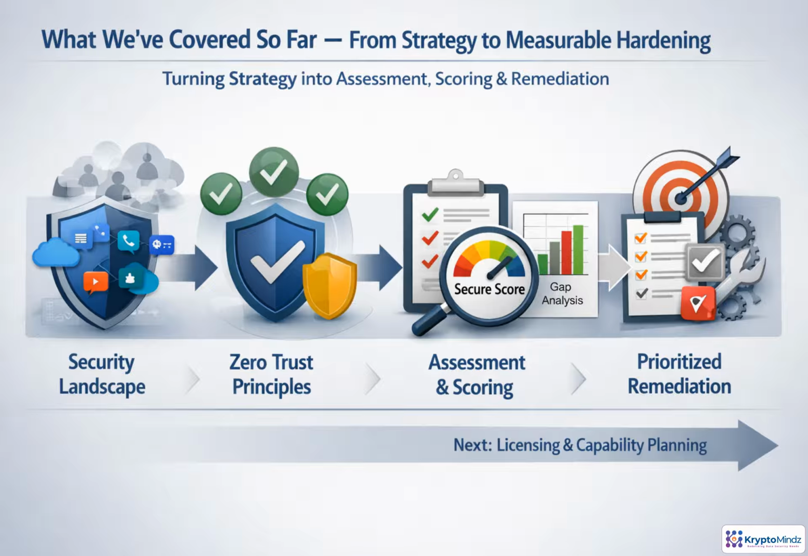We've already looked at the Microsoft 365 security landscape and the zero trust principles behind it. Verify explicitly, use least privilege, and assume breach. Now we make that strategy measurable. Baselines, secure score, and gap assessment help identify priorities and turn security intent into practical remediation.